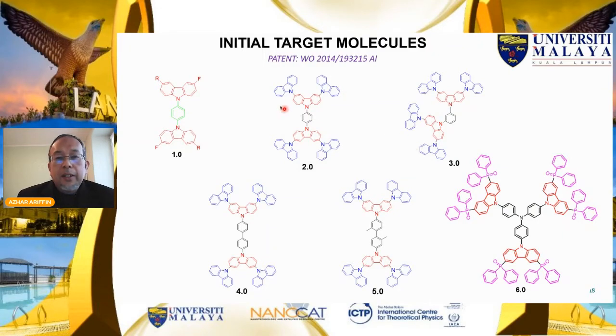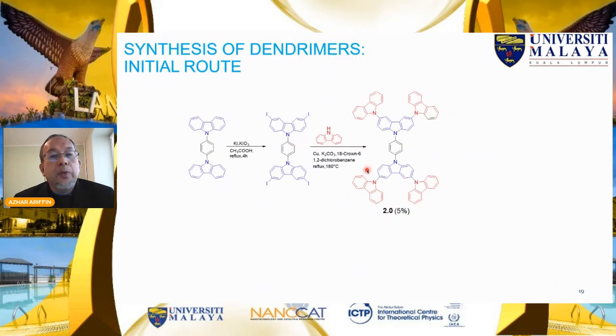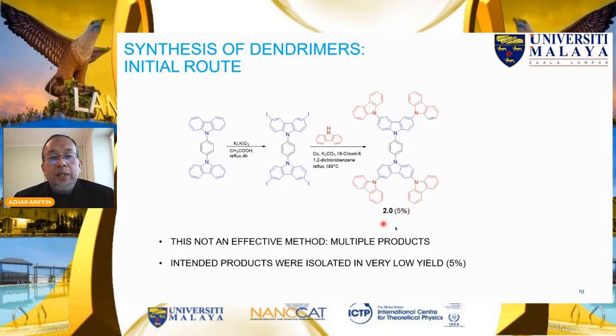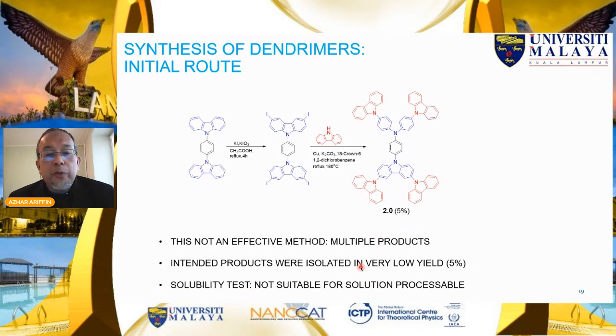All these molecules were actually only designed, but at the end we had to synthesize something else due to the problem that we faced. First we look at compound number 2 here. This compound can be easily synthesized starting from this compound, as we thought initially. We had this in the lab, so we just tried iodination and then the Ullmann coupling reaction. But unfortunately, this reaction didn't work very well. We got multiple products, and the intended product we got only in 5%, which is very, very low from an organic synthesis point of view. Not only that, we also discovered that this compound has a solubility issue, so it's not suitable for solution processing.